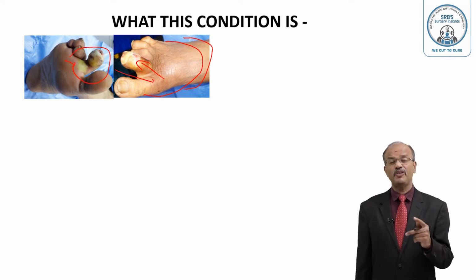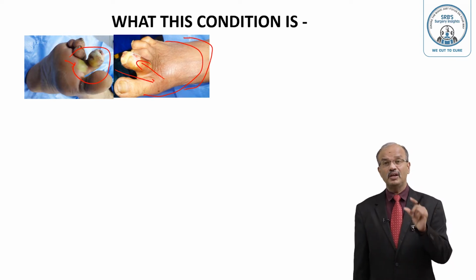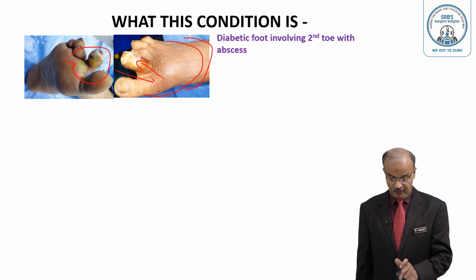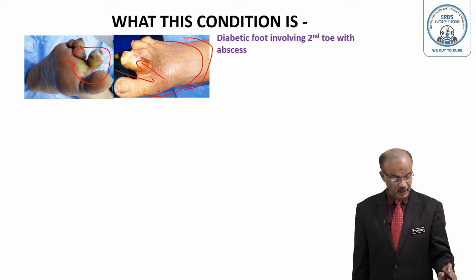You know the abscess definition, all of you know, it is very important. A localized collection of pus in a cavity lined by granulation tissue, covered by a pyogenic membrane, containing pus locally. The word localized is very crucial and important. Remember, so it is the second toe that is involved with an abscess.